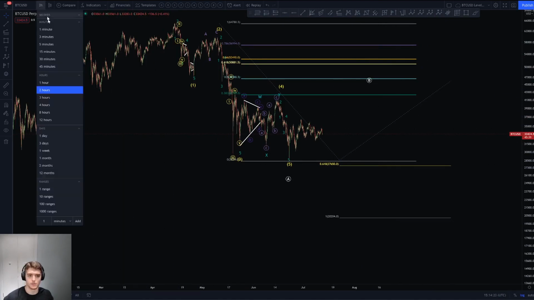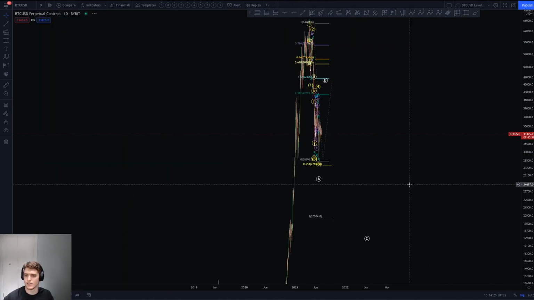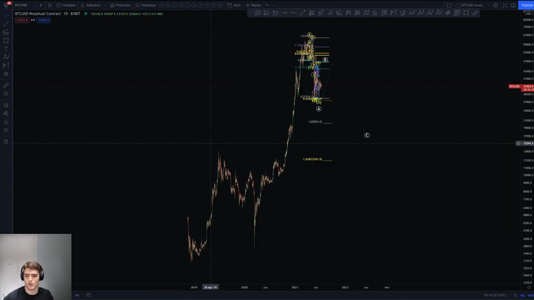The one thing you guys want to pay attention to is that if this is wave 1 right here, you do not want C to come past this peak of 14K, because that would mean that it overlaps wave 1. So you want it to stay above that if this is wave 1.